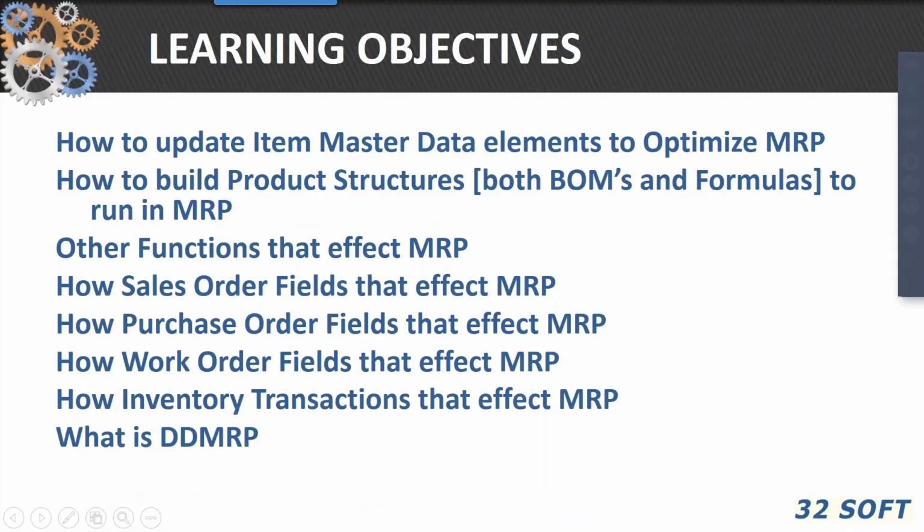So today, we'd like to talk about how to update the item master file, the data elements, so that they can optimize MRP. We'll talk a little bit about product structures, both BOMs and formulas, and how those run in MRP. Then I want to look at some functions that affect MRP, obviously sales orders, purchase orders, work orders, look at some processing in those areas and how MRP is going to react to that. Then we'll take a look at the transactions that affect MRP. And finally, we'll follow up with just a quick word about something called DD-MRP.